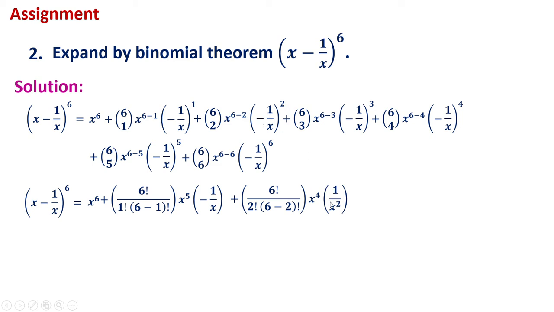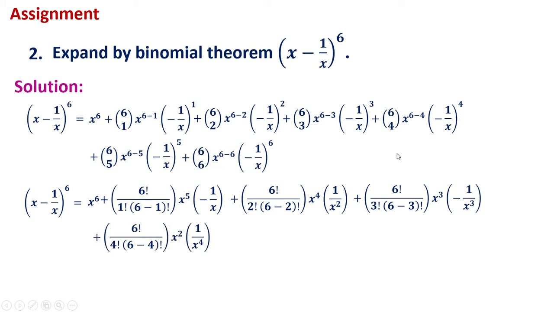So, 1 over x squared plus 6 factorial over 3 factorial multiplied by 6 minus 3 factorial. So, we have x cubed, which is 6 minus 3. The quantity of negative 1 over x cubed kasi negative nga. Kasi add to. And then next, 6 factorial over 4 factorial multiplied by 6 minus 4 factorial. X squared kasi 6 minus 4 is 2. And then magiging positive to kasi even to, di ba? So, 1 over x to the fourth.